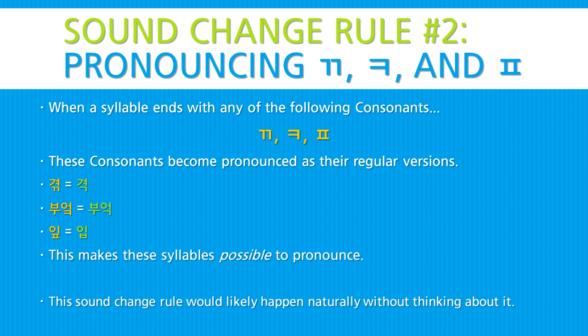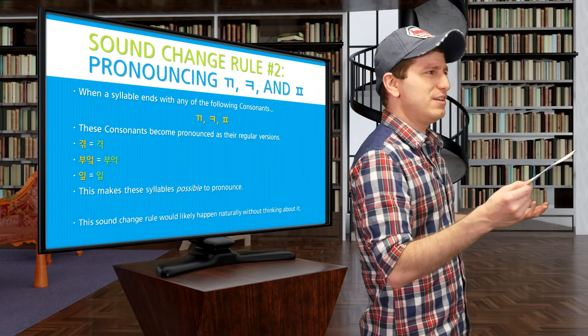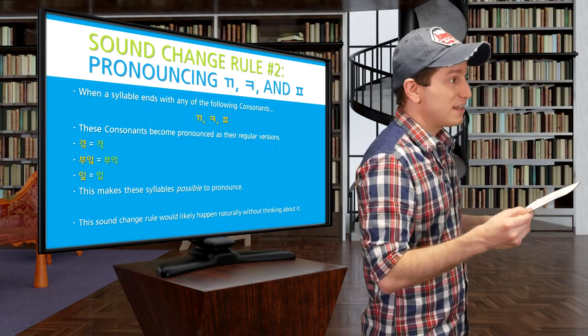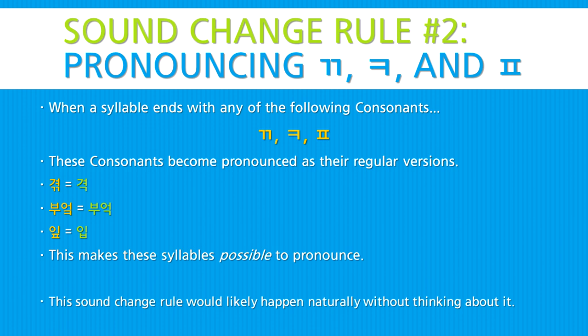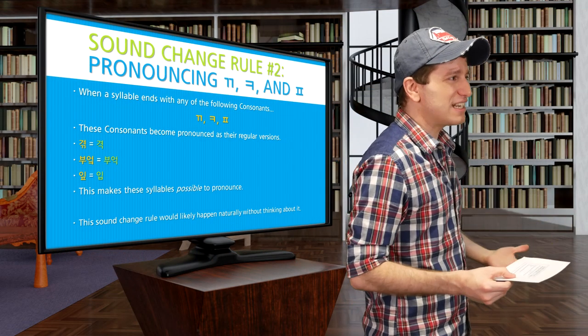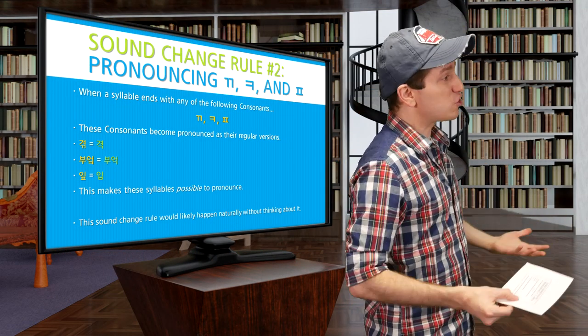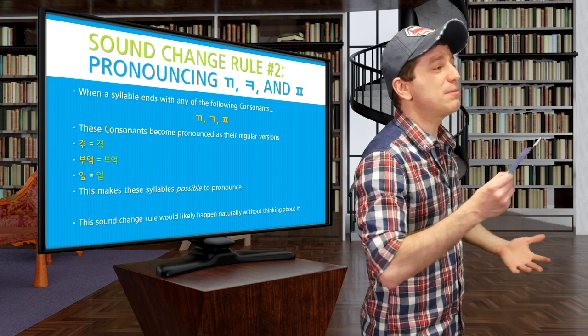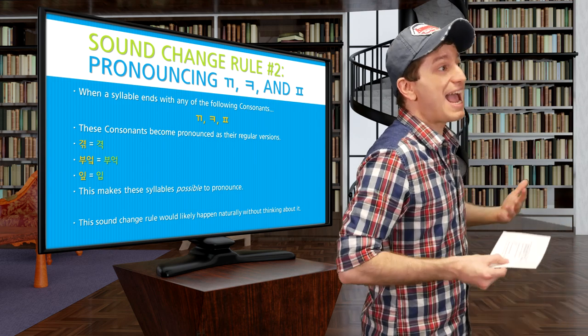Again, at the end of a syllable. So here are three examples. 격. It doesn't become 격. Well, that wouldn't even really be possible to say. The next one is 부엌. And finally we have 입. And in fact, even if you didn't learn this sound change rule, just trying to say these words, you would probably naturally come upon this rule anyway.